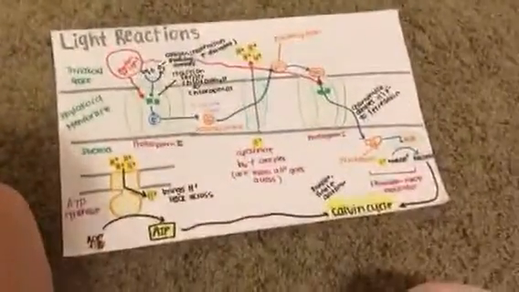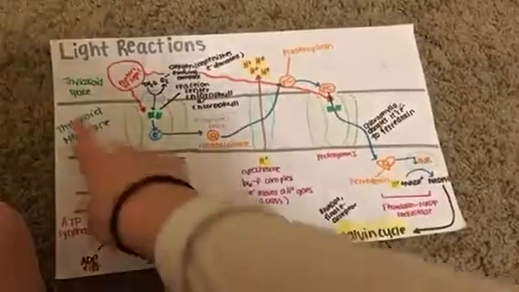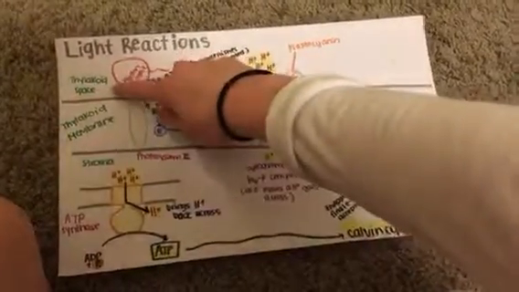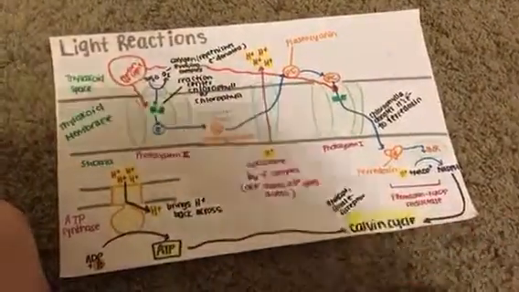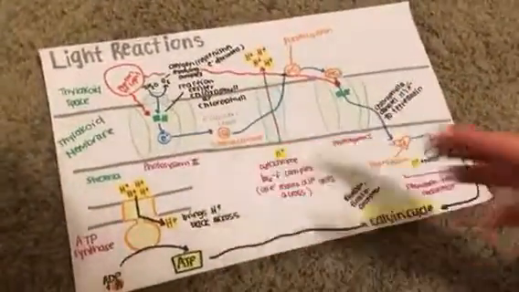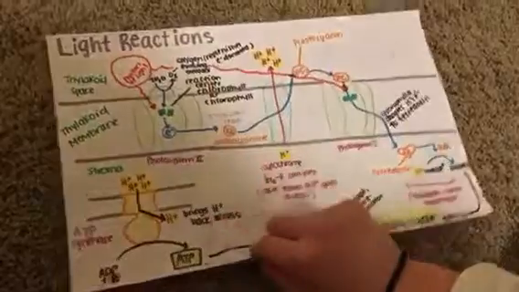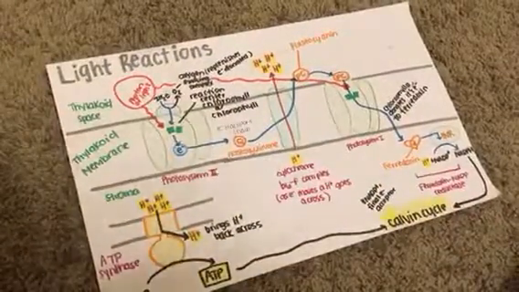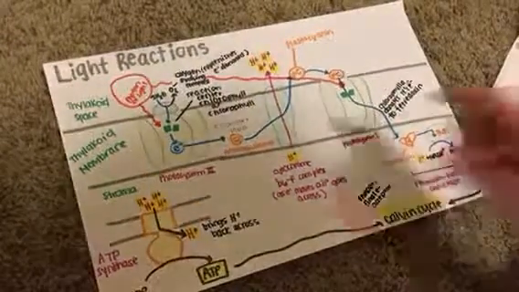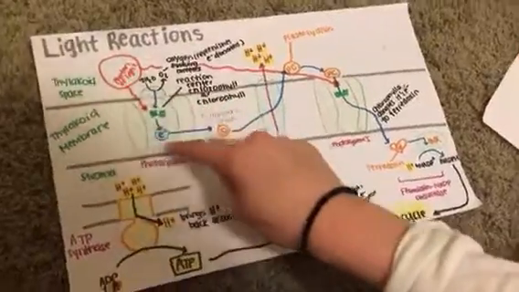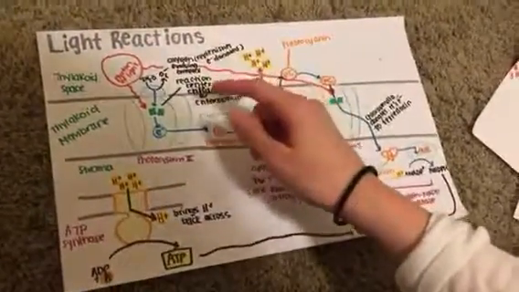The light reactions occur in the thylakoid membrane, which I labeled here. There's also the thylakoid space and the stroma. So we can start here. There's a photon of light that comes through into photosystem 2. And photosystem 2 has a reaction center, which is in the middle. That's the middle one right here that I colored green.